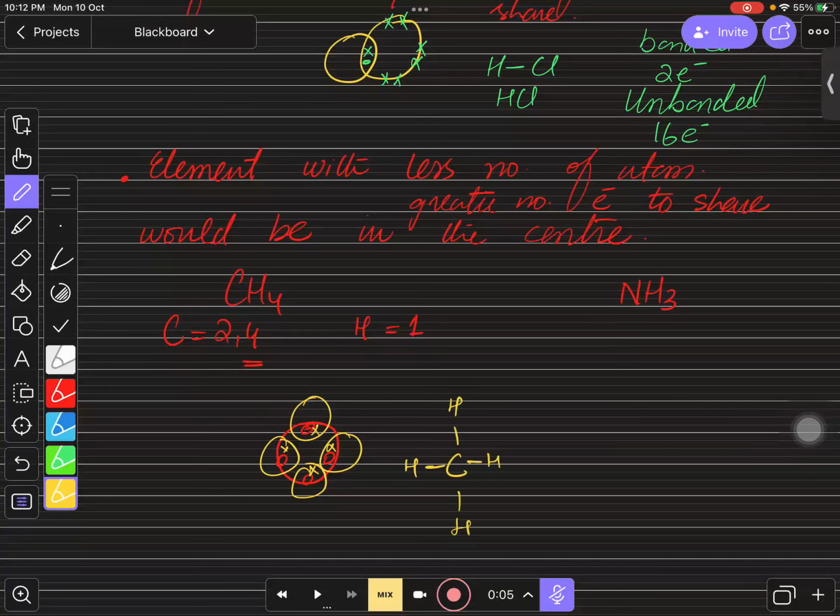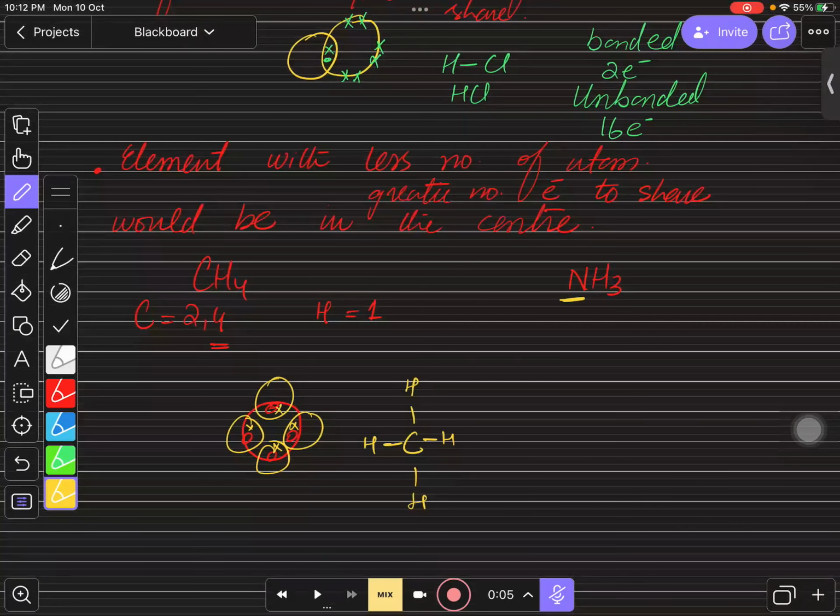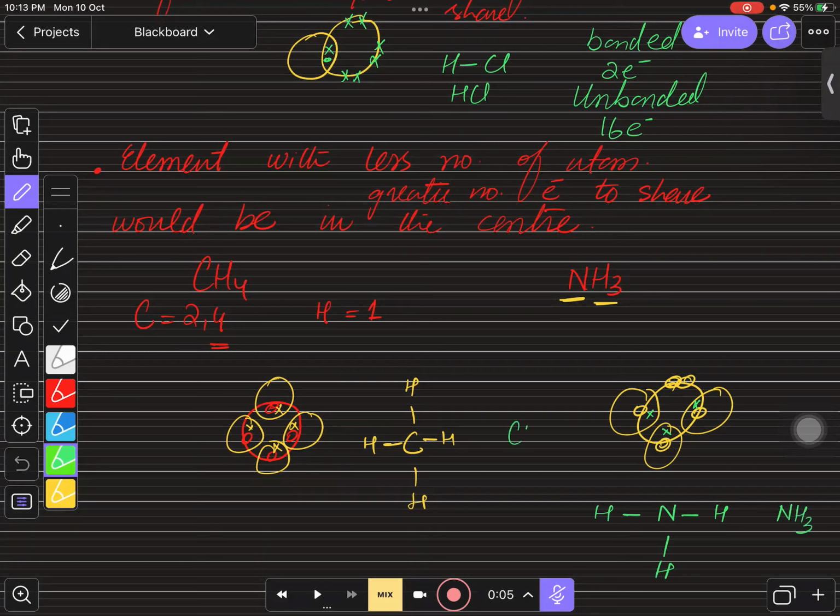The same condition applies to ammonia as well. We have 1 atom of nitrogen and 3 atoms of hydrogen. Nitrogen has 5 electrons in the outermost shell, and it needs to share 3 electrons to complete its octet. Hydrogen has only 1 electron to share. So the atom with the greater number of electrons to share will be in the center. Nitrogen will be in the center, bonding with 3 different hydrogens to form the ammonia molecule, and over here, the methane molecule. Is that right, bacho?